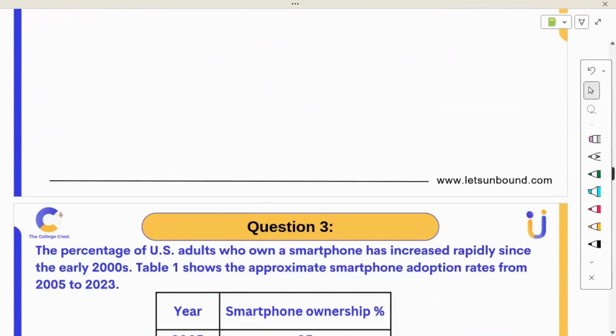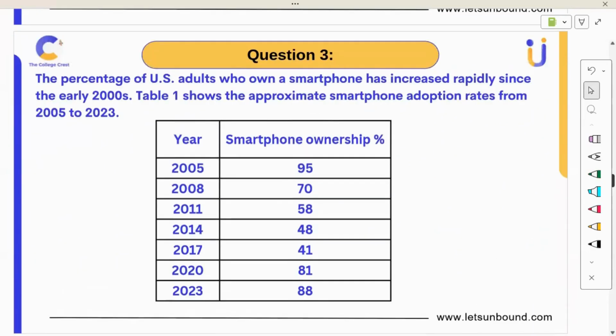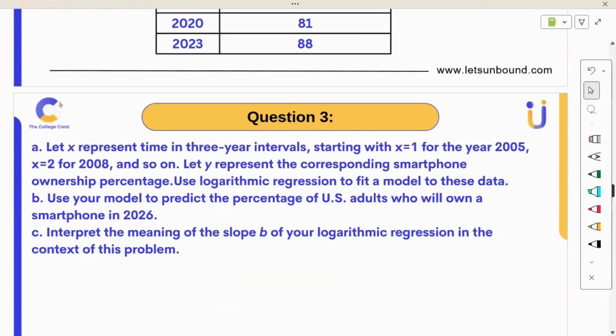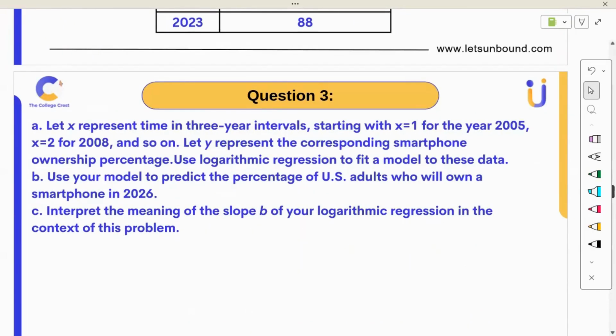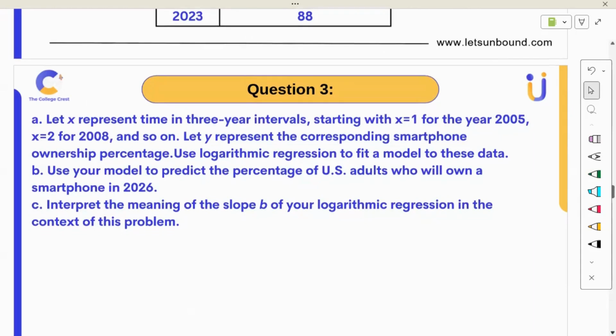And the last question. The percentage of US adults who own a smartphone has increased rapidly since the early 2000s. Table 1 shows the approximate smartphone adoption rate from 2005 to 2023. Observe the table. It started from 2005, then 2008, then 2011. It's increasing by 3. And smartphone ownership is given in percentages. Now, what are the questions? Let x represent time in 3-year intervals, starting with x is 1 for the year 2005, 2 for 2008, and so on. Let y represent the corresponding smartphone ownership percentage.